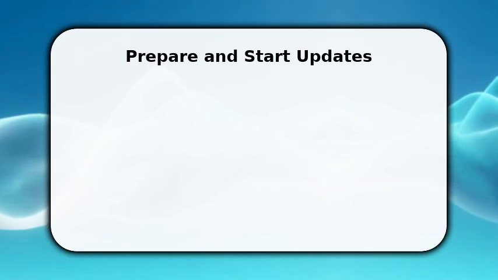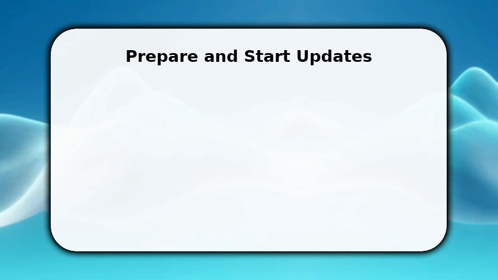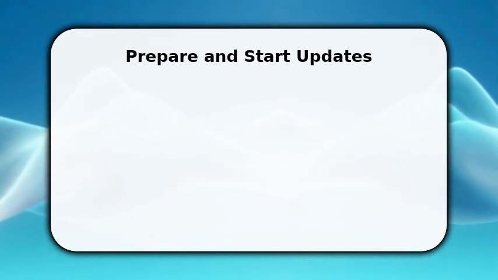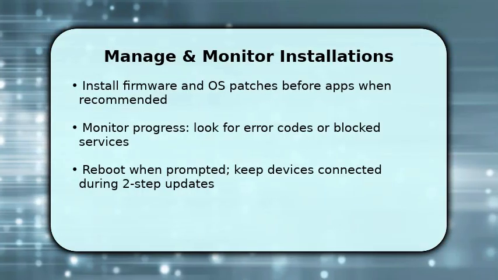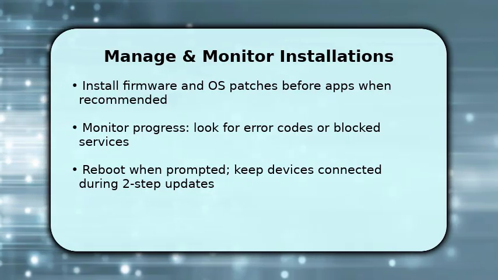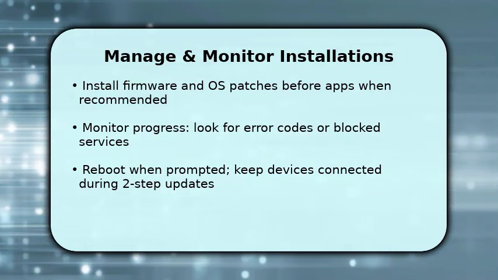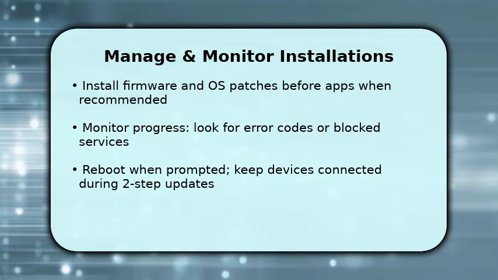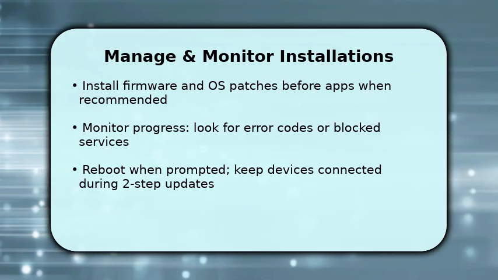Make sure you have admin rights or credentials ready, because the first actionable step is to click Install and let the system download packages. Once downloads begin, monitor progress and address prompts immediately. Accept permissions, close conflicting apps, and allow optional drivers if they support hardware. If multiple updates queue, install critical system and firmware updates first, then applications to reduce rollback risk.